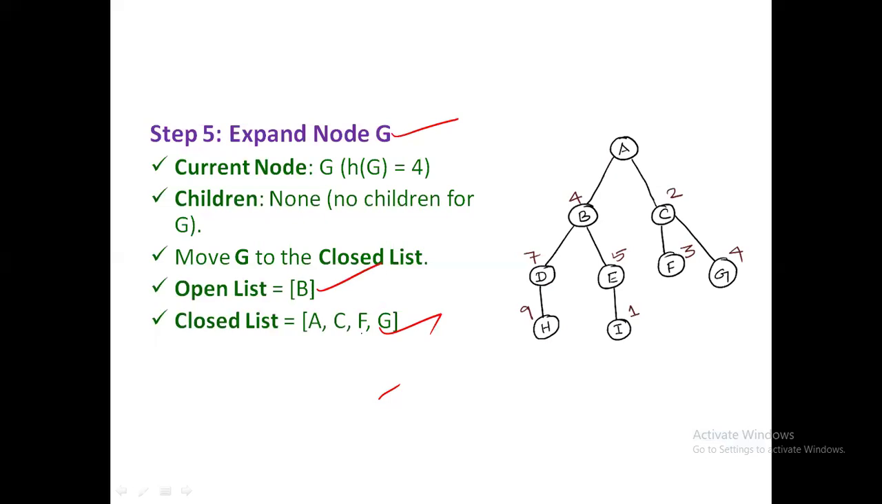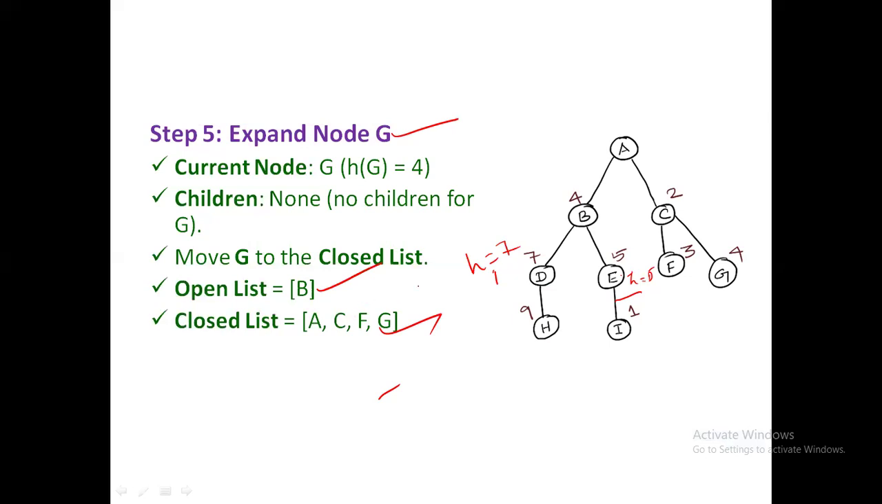Node B is expanded next, as its children are D and E, correct? What is the heuristic value for D? 7, and the heuristic value for E is 5. Since E has the smaller heuristic value compared to 7, E has the lowest heuristic value. It is selected for expansion. Node B is moved to the closed list.